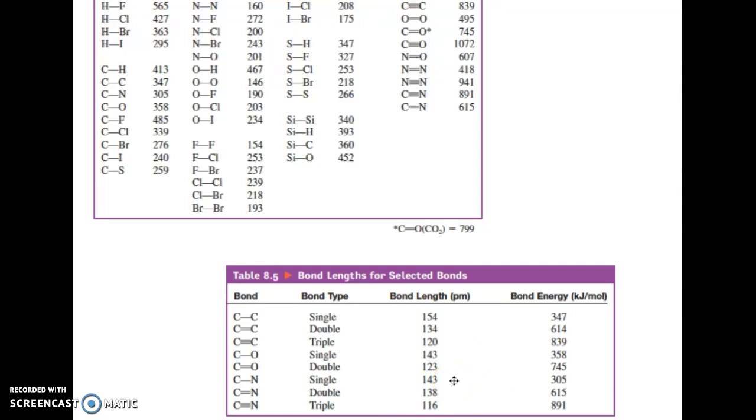It's not all that difficult to visualize that a carbon-carbon double bond has a shorter bond length than a carbon-carbon single bond. And look at the energies. The energies make sense too. A double bond is going to have more energy than a carbon-carbon single bond.